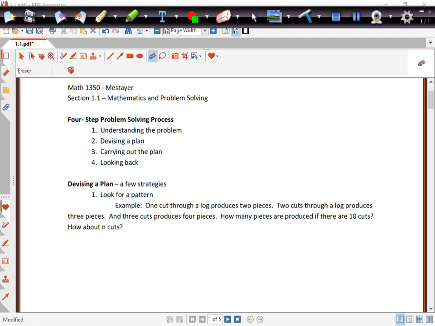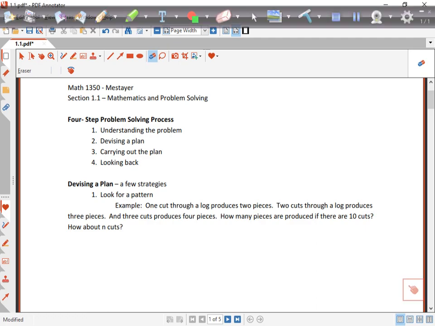Solving. First, we need to talk about what the four-step problem-solving process is. The first step is understanding the problem. We need to know what is being asked. The second step, devising a plan, is different ways to figure out the answers to the problem. Number 3 is carrying out the plan, and number 4 is looking back to make sure that the answer makes sense. So in this section, we concentrate on devising a plan.